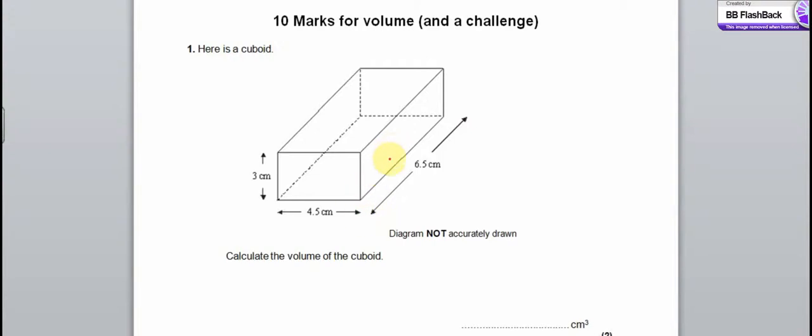Welcome to the solutions for the volume problem. So this is a fairly typical exam question. It tells us here's a cuboid. That lets us know we can use the formula for volume of a cuboid. And it says calculate the volume of the cuboid.